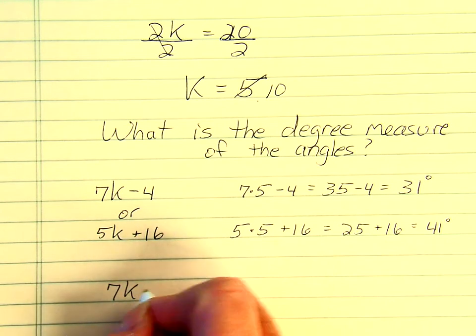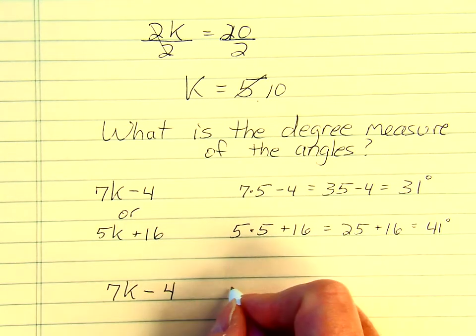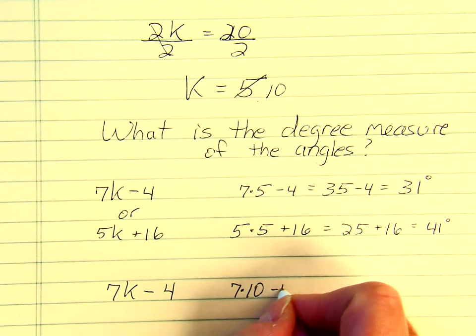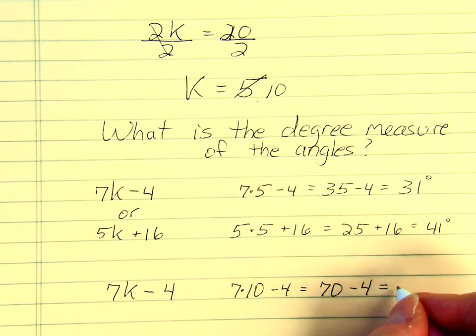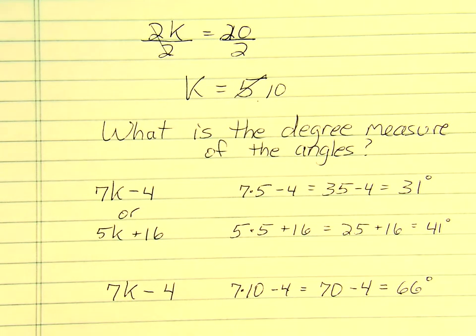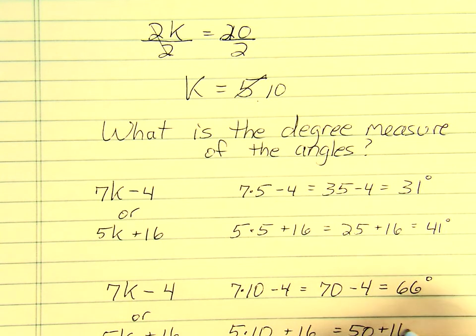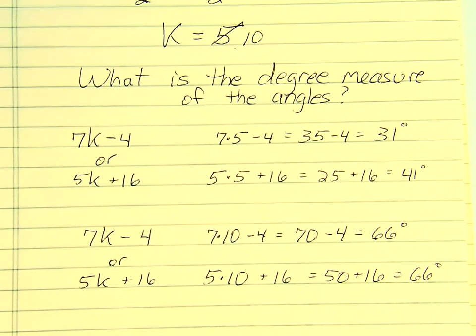So 7k minus 4, that is 7 times 10 minus 4 equals 70 minus 4, which is equal to 66 degrees, or we have 5k plus 16, 5 times 10 plus 16 is equal to 50 plus 16 equals 66. So beautiful in how we can check our work and make sure that everything has gone the way it is supposed to. Hopefully you are in the habit of checking your work.